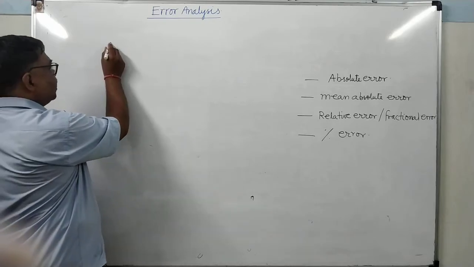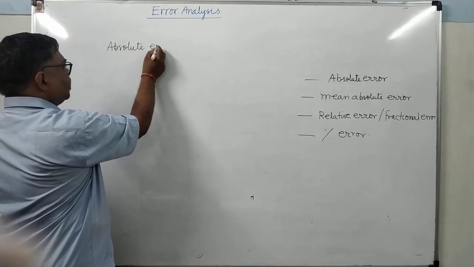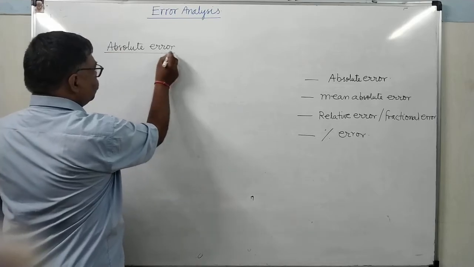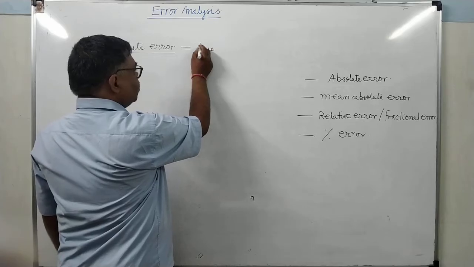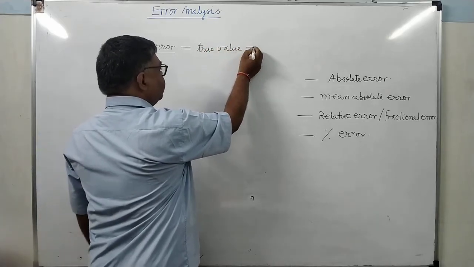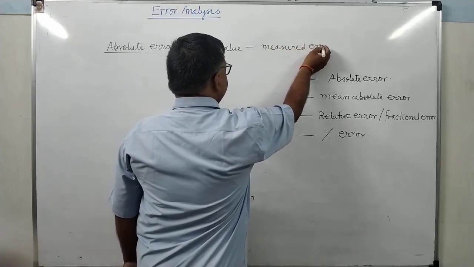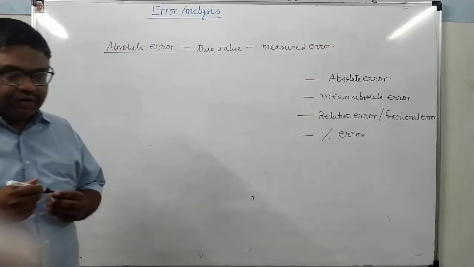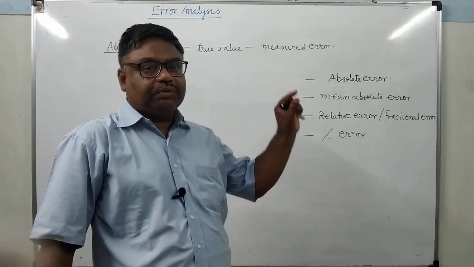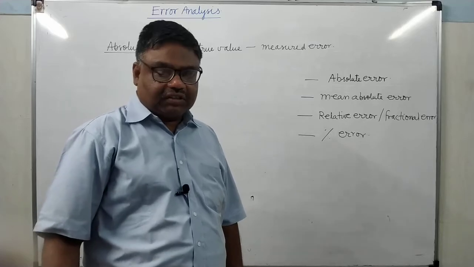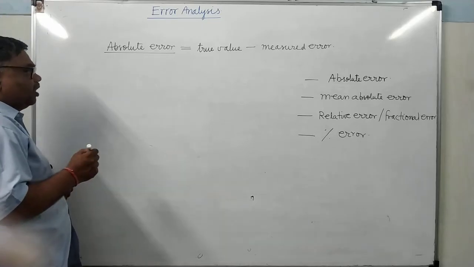Suppose, what is absolute error in a measurement? Absolute error in a measurement is the difference of the true value and the measured value. It is equal to the true value minus the measured value. That will be the absolute error. Now, sometimes only a single measured value is given, instead of a number of measurements of the same thing. Then how will you find the absolute error?